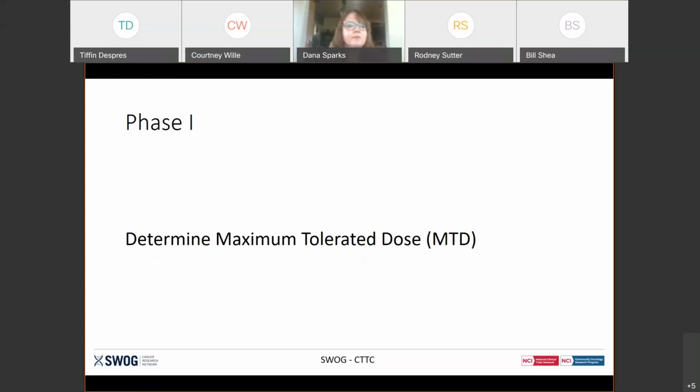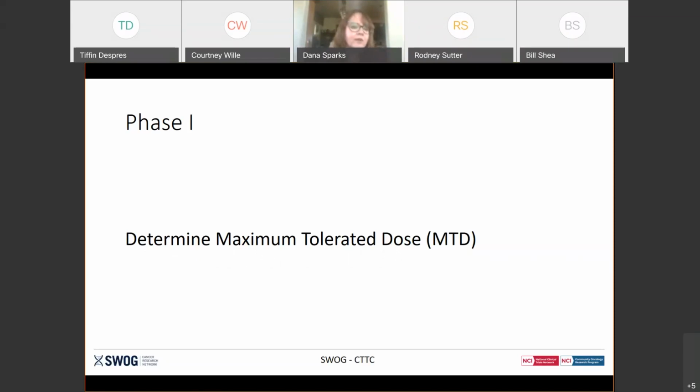Phase 1 trials are developed to determine a maximum tolerated dose of a new drug. Now, this is kind of a shorthand of saying these studies are designed to determine how to give the drug. So if you're doing a combination trial, what doses of the drug should be given in combination with each other that are most safe and most effective.